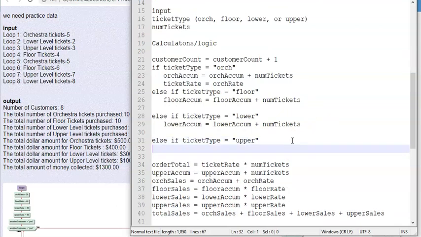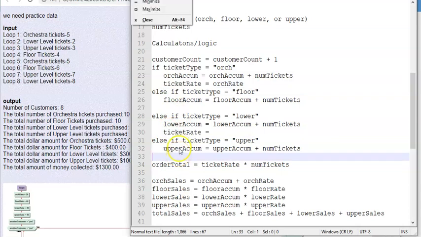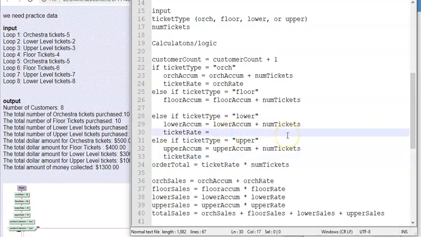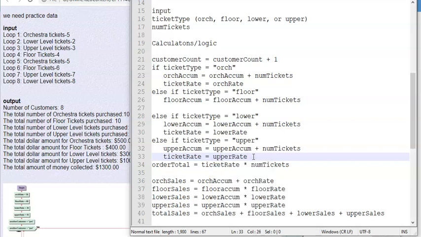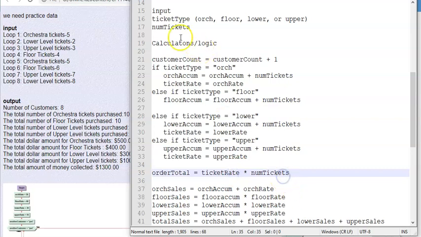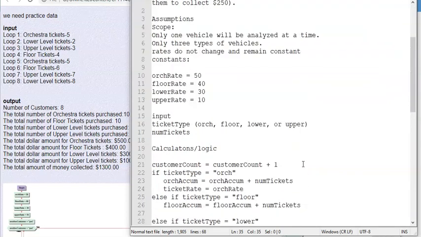In fact, we didn't finish this, did we? What happened there? All right, so we're going to have the ticket rate for each one. Control C, Control V, Control V. And then the ticket rate for lower is going to be lower rate. And the upper is going to be the upper rate. And now we have the ticket rate and we also have the number of tickets. So now we can do this math. So you have to be careful making sure you do the math in the correct order. So are we done? Yes, we are done.